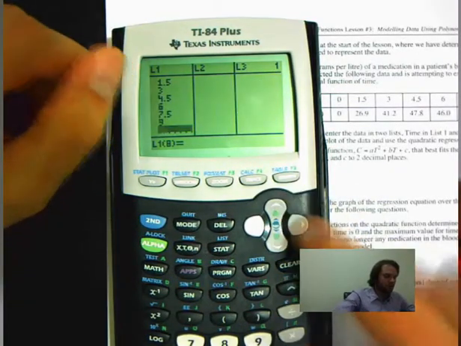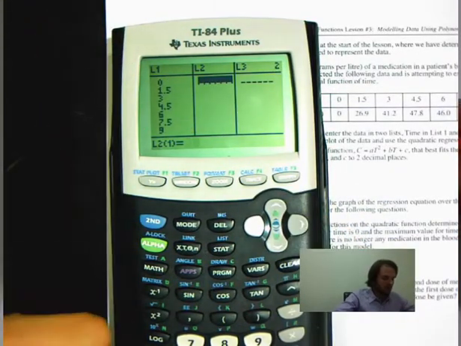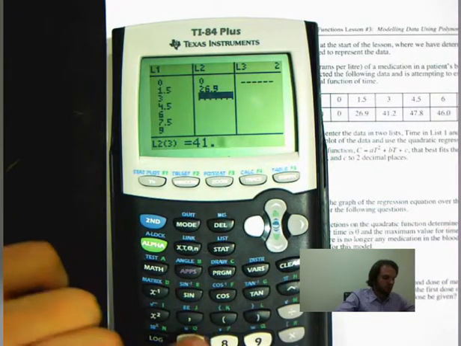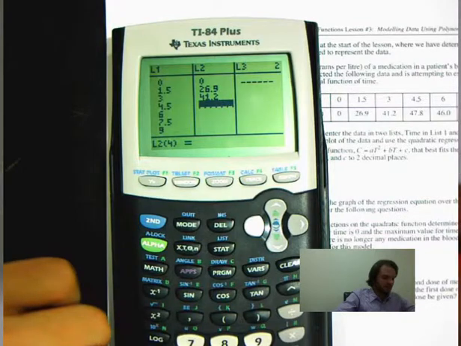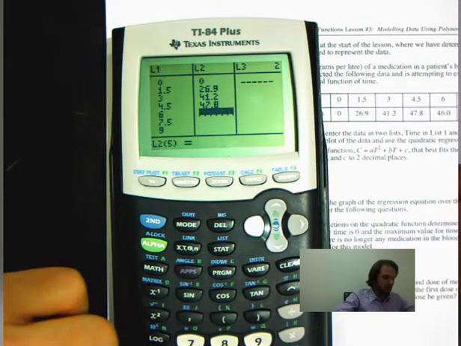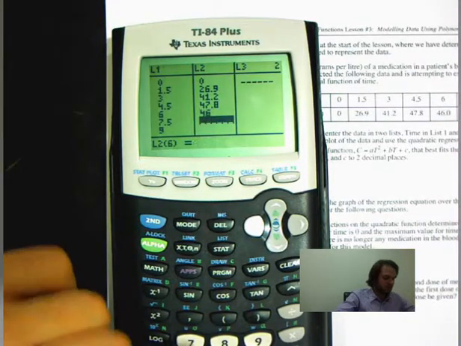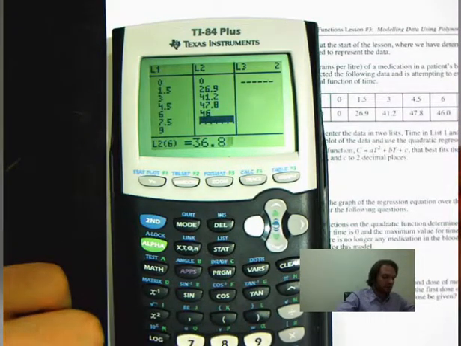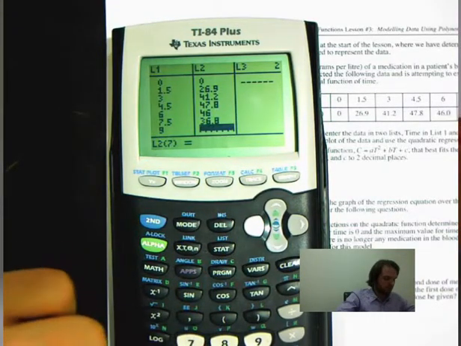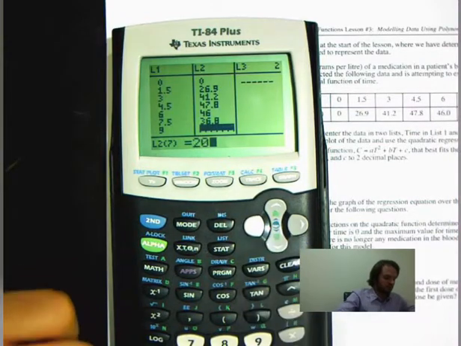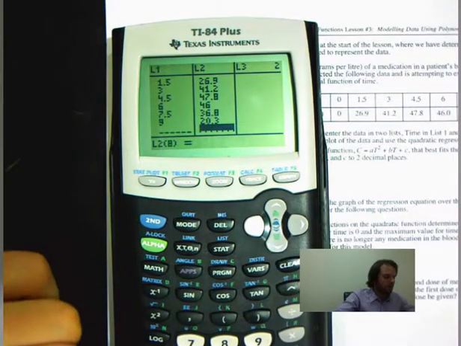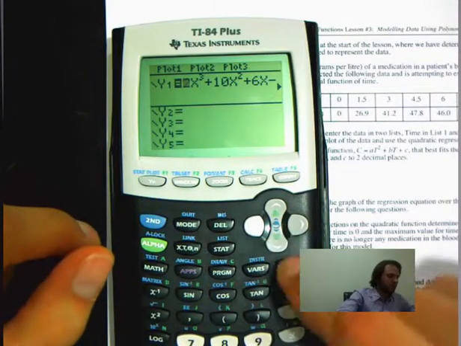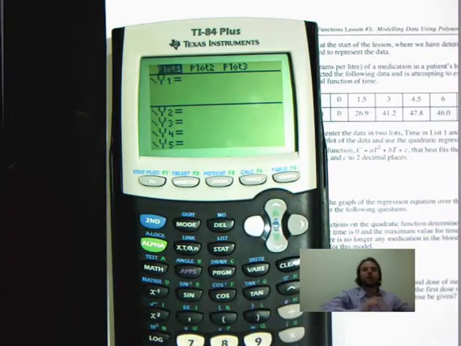Now we're going to go over, and we're going to get 0, enter, 26.9, 41.2, 47.8, and 46, 36.8, and 20.3. Whoops, 20.3. Okay, so now I'm going to put this all on, so clear that. And we're going to put that all into my graph.